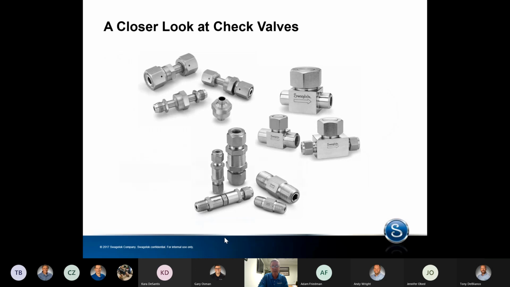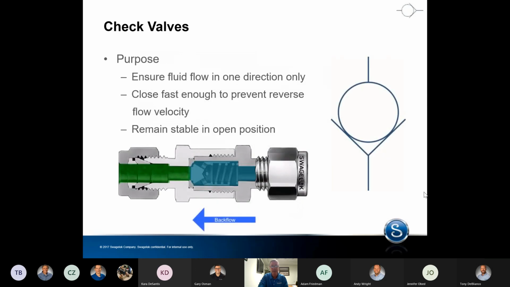Now we'll look at check valves. The third type of valve function is directional control. The purpose of a check valve is to ensure flow in a desired direction. A check valve will close to prevent reverse flow. It's important that the check valve closes fast enough to prevent reverse flow, but also that it's stable when open.